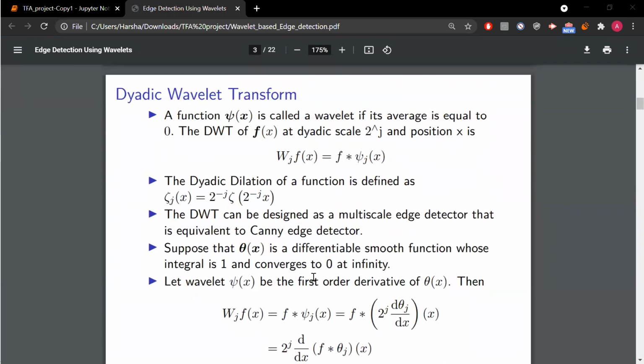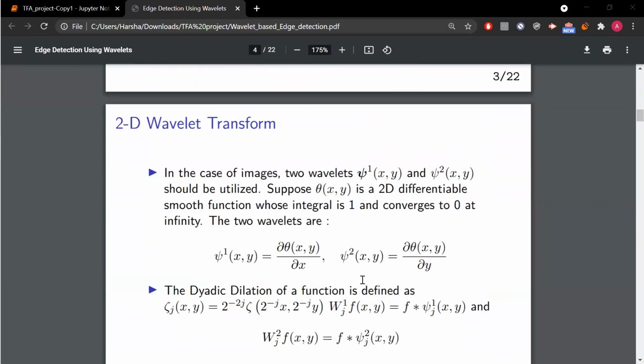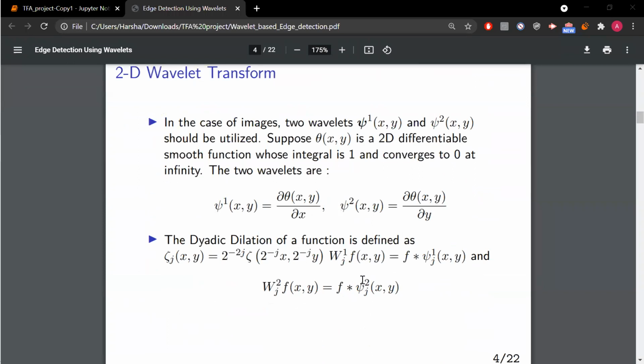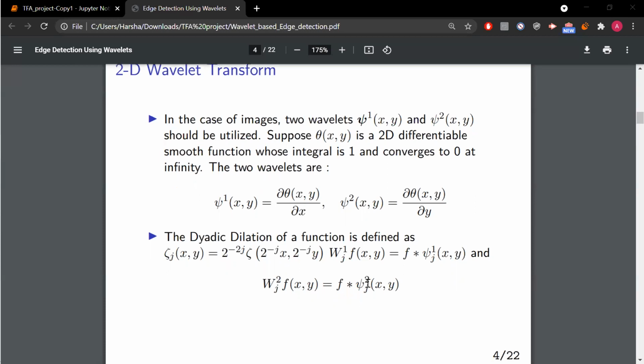So the overview of the dyadic transform is already discussed in our initial submission. Next slide. The 2D wavelet transform is also discussed there. Basically, the 2D wavelet transform has two wavelets for the rows and the columns of the images. Here we are using the Haar wavelet for both of them. Next slide.